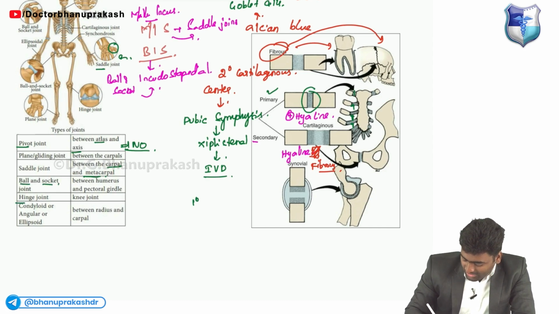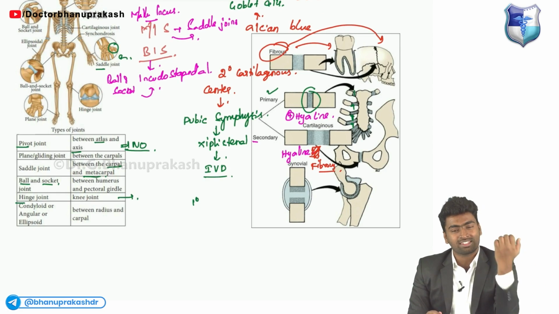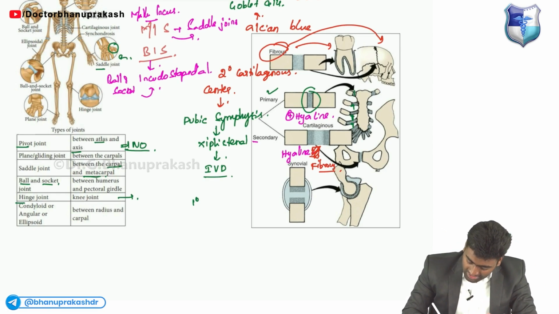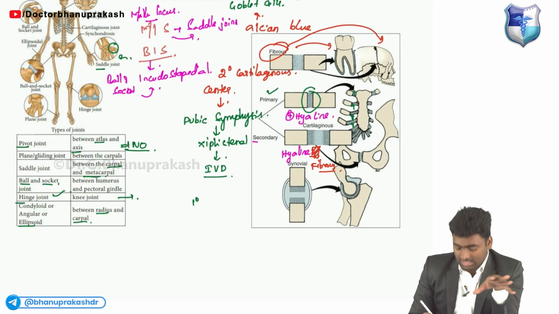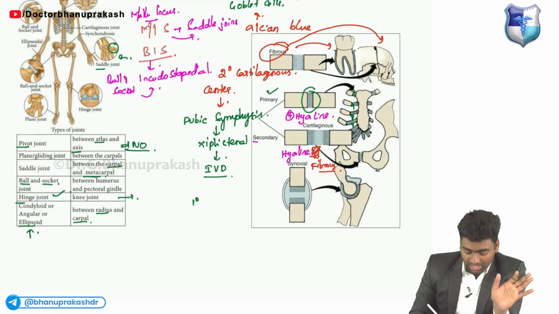Next about the hinge joint: in a hinge joint there is usually uniaxial flexion and extension. For example, your elbow joint and your knee joint are types of hinge joint, right? And about the ellipsoidal joint, these are the joints between the radius and the carpal bones, especially the wrist joints. The temporomandibular joints are also a type of ellipsoidal joint.